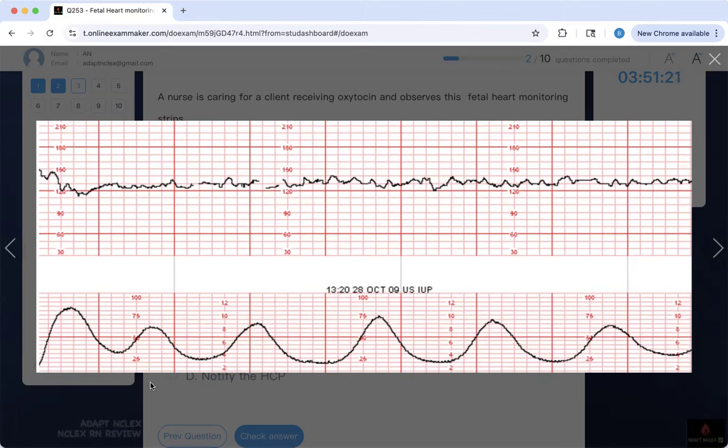I see 1, 2, 3, 4, 5, 6. And you can see the distance from here to here is shorter compared to the first one we saw. That's why they're so close together. This is bad. You're not supposed to have more than 5. Therefore, this is greater than 5. Just by that, I know this is abnormal. This is what we call tachysystole.